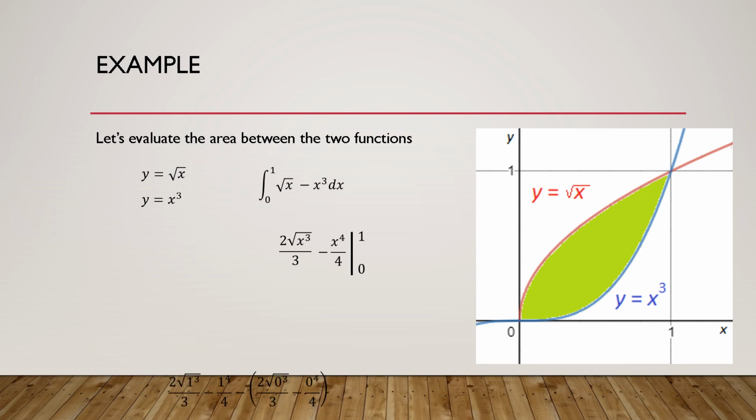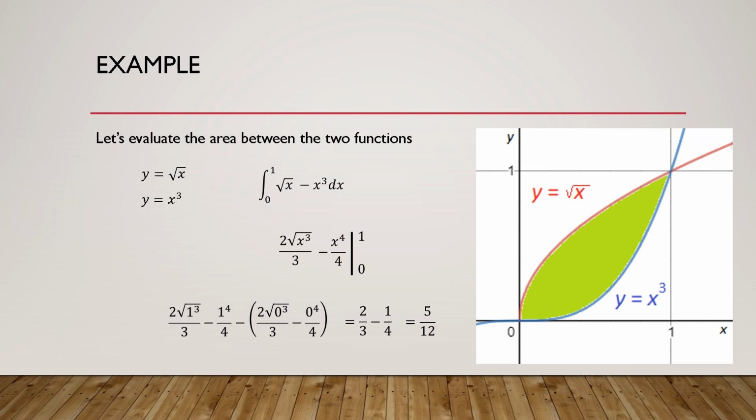When we do this, we get 2 times the square root of 1 cubed over 3 minus 1 to the fourth over 4 minus the quantity of 2 times the square root of 0 cubed over 3 minus 0 to the fourth over 4. When we simplify, we get 2/3 minus 1/4, or 5 over 12 square units of area.